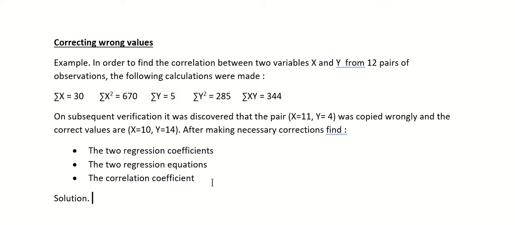So the first step is to correct the values, like summation of x square, summation of y square. All these values we have to calculate again, because they include the wrong values, 11 and 4. Now we have to replace 11 and 4 with 10 and 14. So let's start with the question now. First of all, we need to calculate the corrected summation of x.